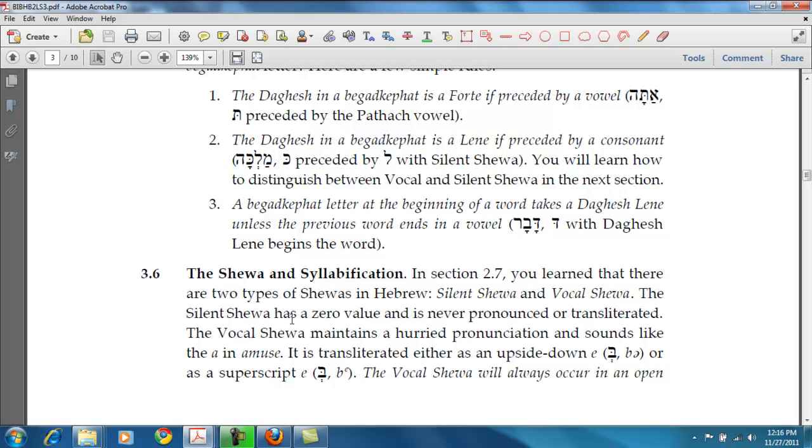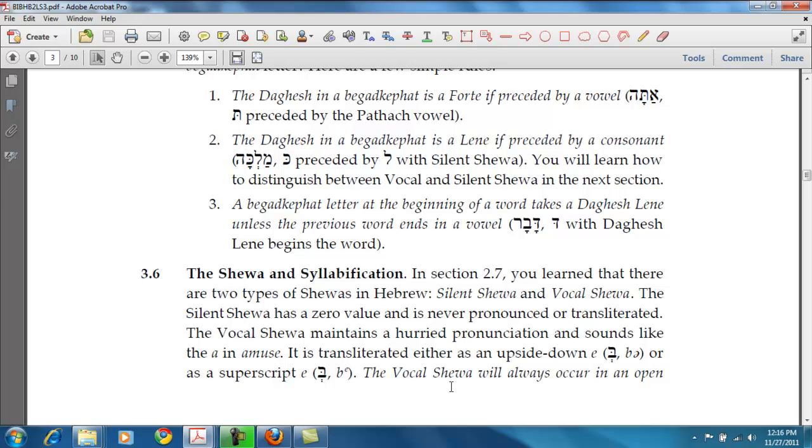Now, the silent Shava has a zero value and it's never pronounced or transliterated, so you don't have to worry about that. The only thing you've got to worry about is whether it's vocal or non-vocal. The vocal Shava maintains a hurried pronunciation and sounds like the "a" in "amuse." It is transliterated either as an upside down e, as we studied before in lesson 2, or as a superscript.